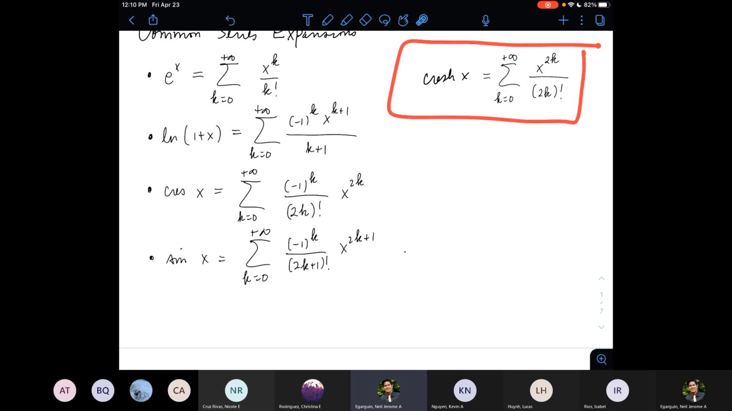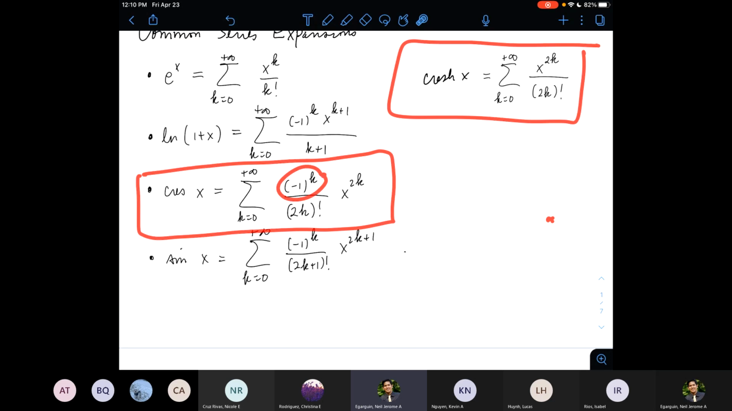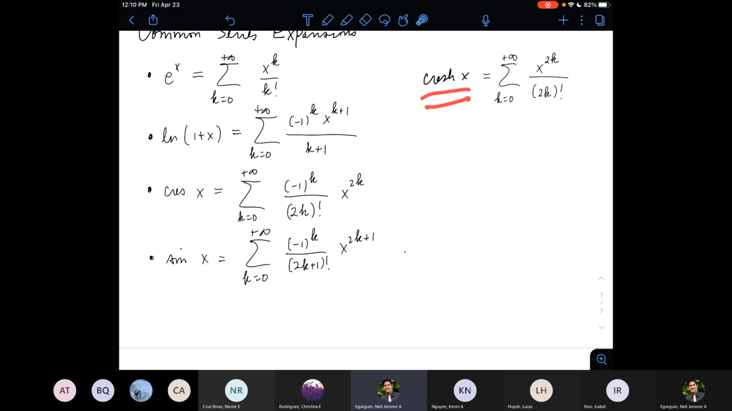And look at this, compare it with cosine. They're very similar to each other, except that the expansion for cosine has negative 1 to the power k, but this guy doesn't have a negative 1 to the power k. And that's their only difference. So that's why I think naming this guy hyperbolic cosine is very apt, because it's very similar to cosine, not only in terms of its derivatives and identities, but also for the series expansion.